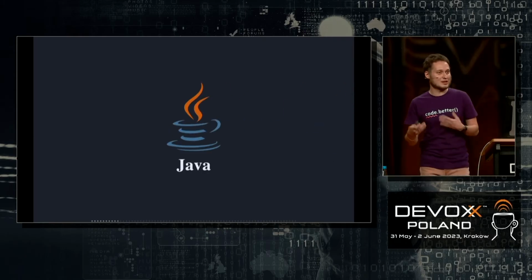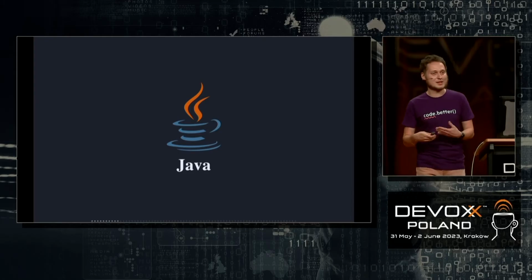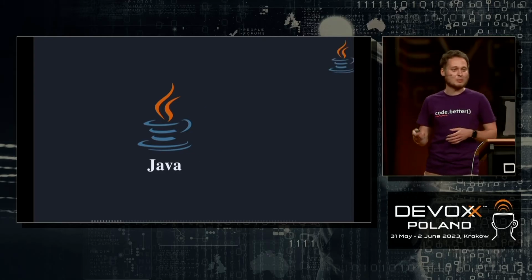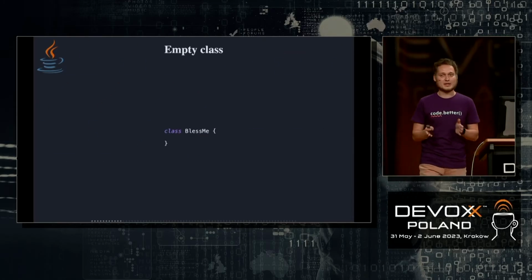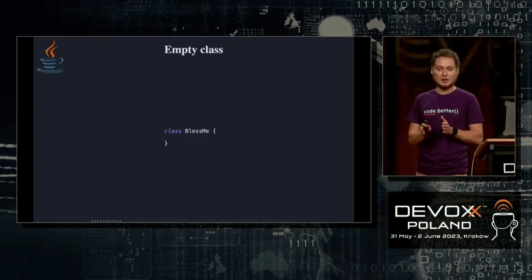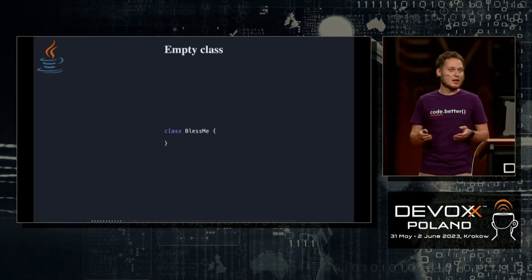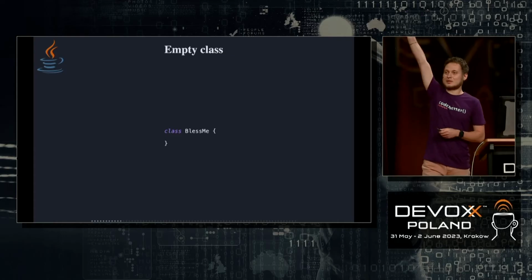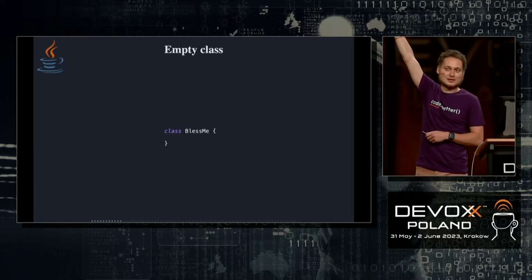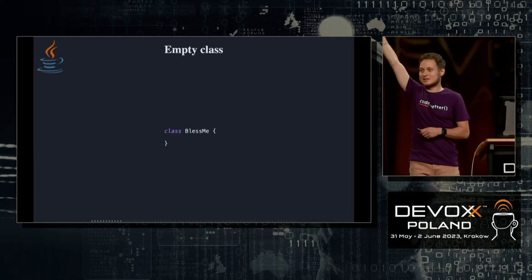We need to warm up a little bit, so I will be increasing complexity and maybe speed so that you can wake up. Let's start from something very simple, very basic. Empty class, with the name Bless Me. Class BlessMe, 2 curly braces. Simple, right? Who agrees that this class is empty? There is nothing inside.